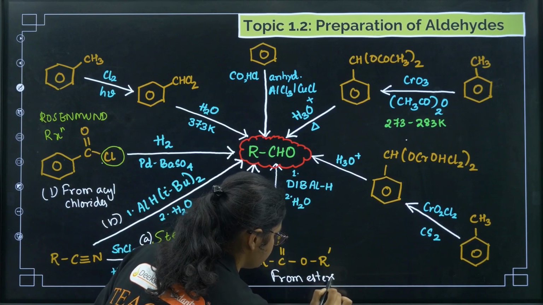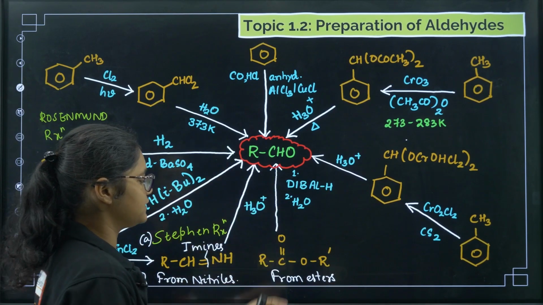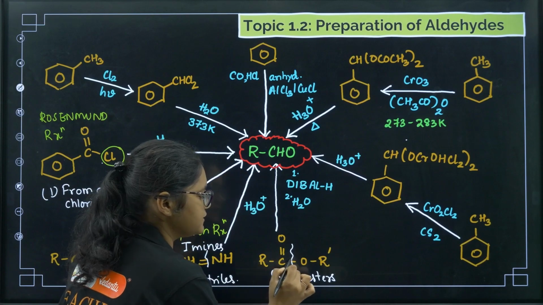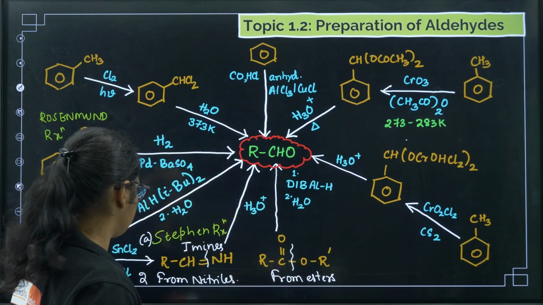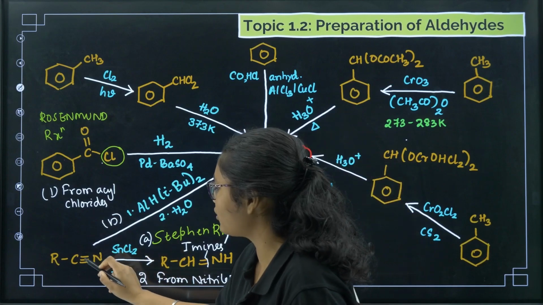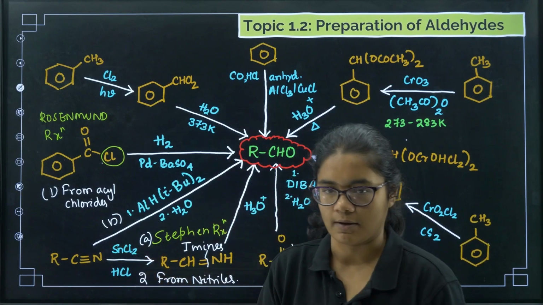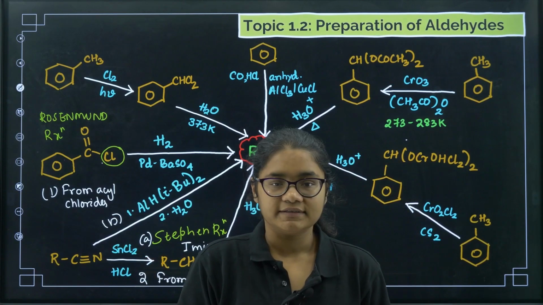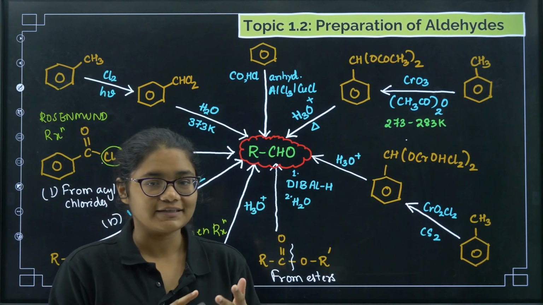From esters, if you use DIBAL-H and water, this bond will break and just one H will be added. Similarly, in the case of nitriles, this bond will break, the C=O will form, and H will come. So this is your from nitriles and esters.